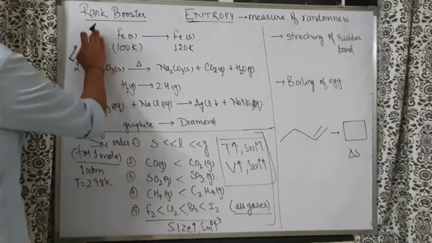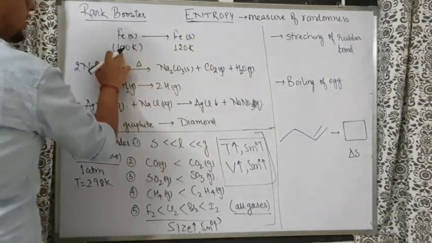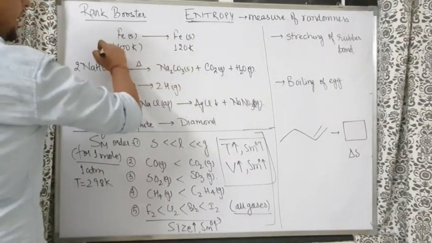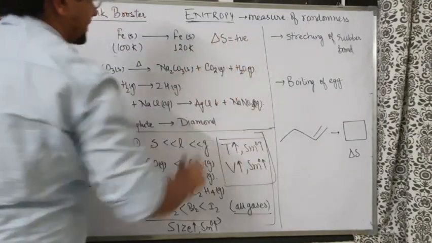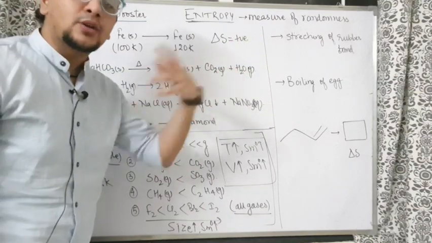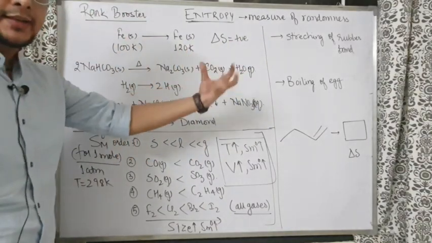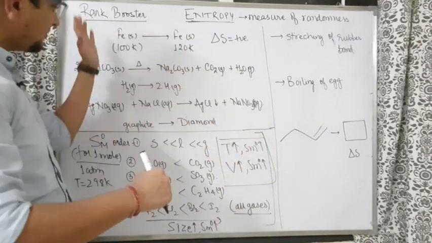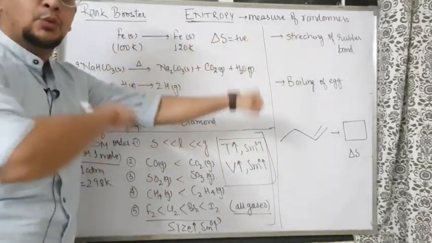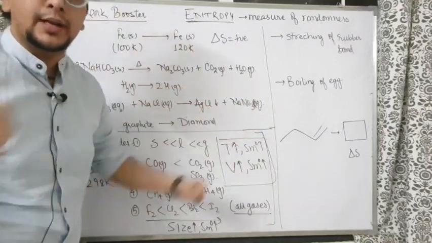Now let us see. Iron solid, 100 Kelvin to 120 Kelvin. So temperature increased, so entropy increased. So delta S will be positive. Delta S positive means entropy increased, disorderness increased. Why? Very simple. Molecules were moving randomly. Temperature increased, they started moving more randomly because they got more energy.